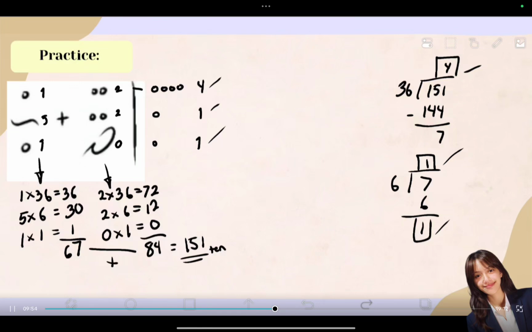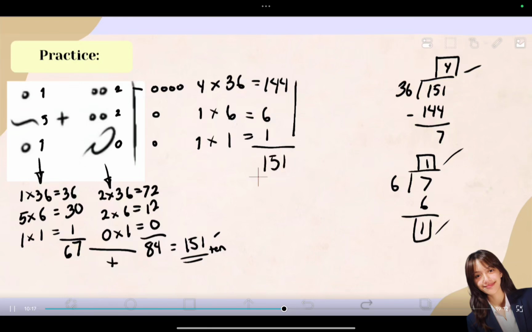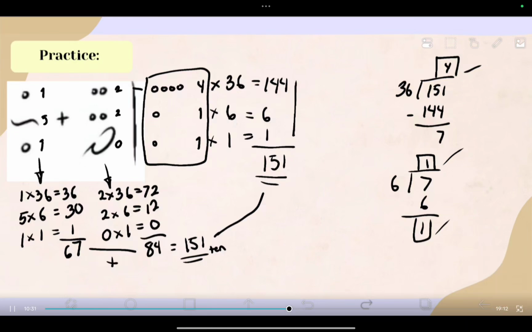Another way of checking, I will teach it as well, is by multiplying by their place values to see if we get 151. Let's try that as well. 36 for the hundreds, 6 for tens, and 1 for ones. 1 for 4, 6, and 1. Adding these 3, we will have 151 as well. Same as this. Now we can say that our answer is correct: 411 base 6.